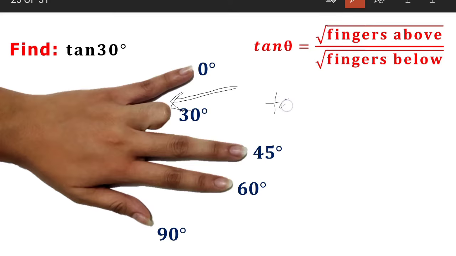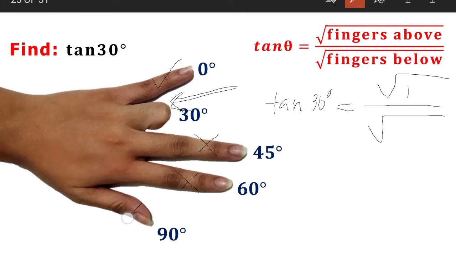So we will write tangent 30 degrees equals the square root of the number of fingers above over the square root of the number of fingers below. Let's count the number of fingers above. We have 1, so we will write here 1. And the number of fingers below, we have 1, 2, 3. So we have here 3. So let's simplify. Tangent 30 degrees equals the square root of 1 is 1 over the square root of 3.